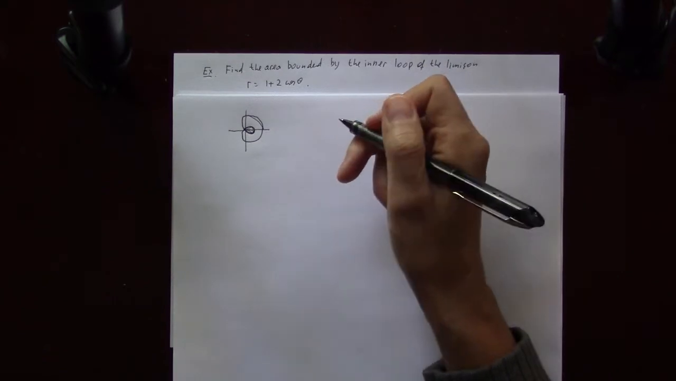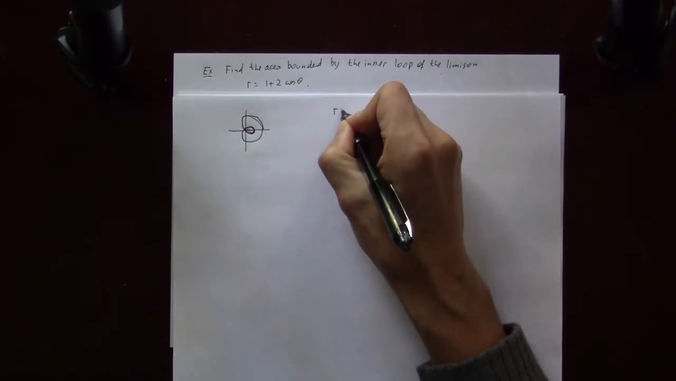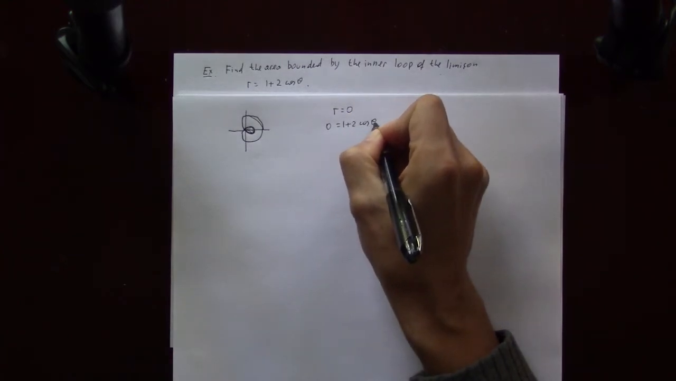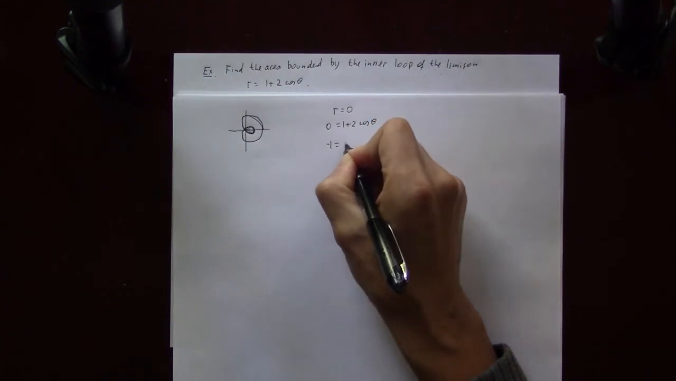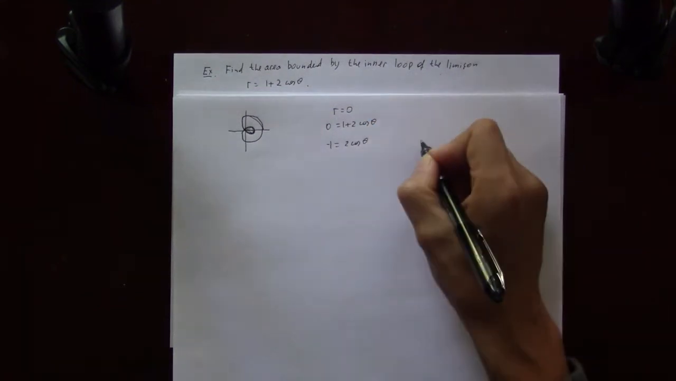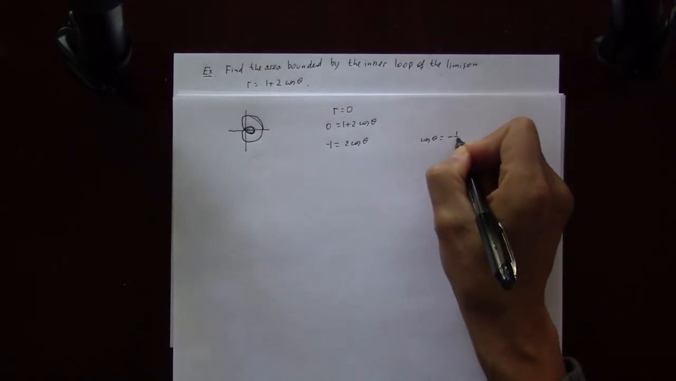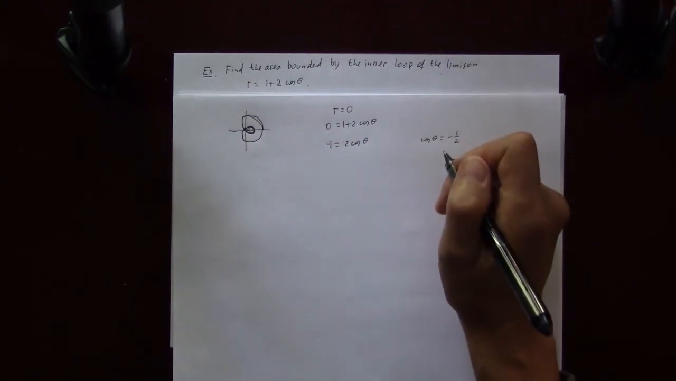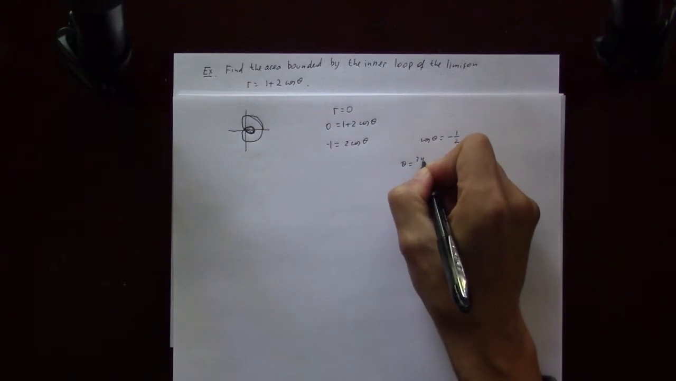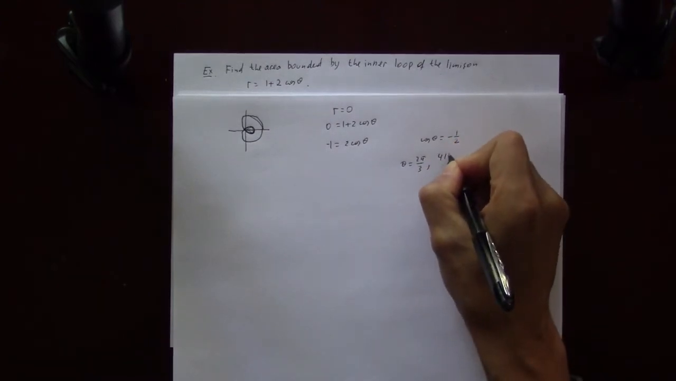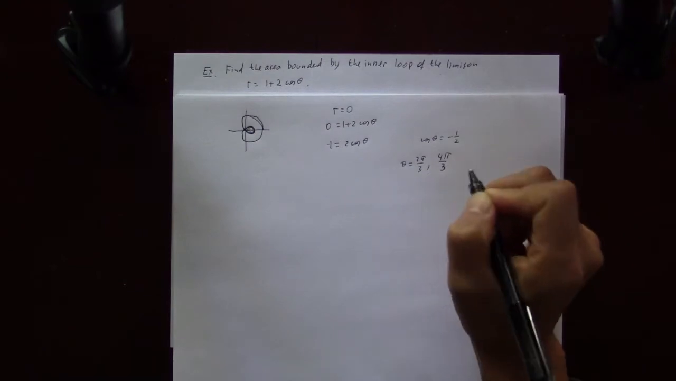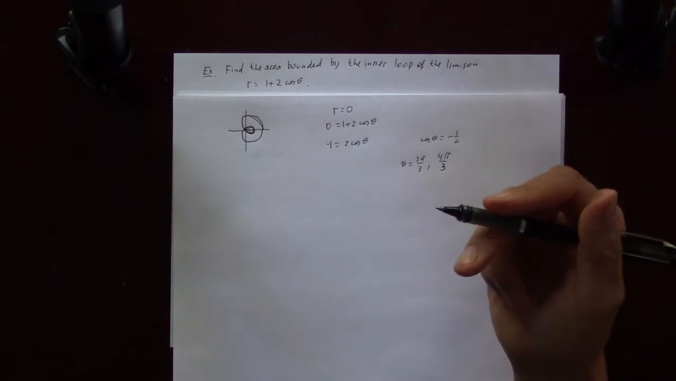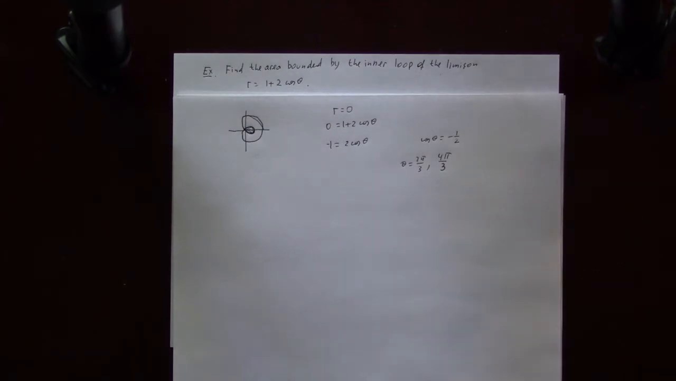To hit the origin, we need to look for a point when r equals 0. So 0 equals 1 plus 2 cosine theta. So negative 1 equals 2 cosine theta. Cosine theta equals negative 1/2. When theta equals 2 pi over 3 and 4 pi over 3. Use your reference angles when cosine theta equals 1/2 and you find your angles.